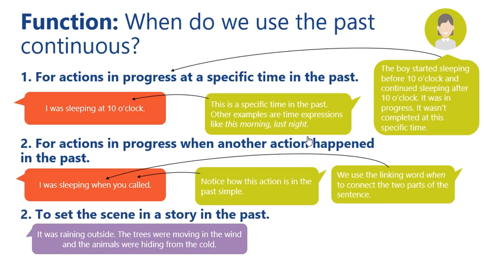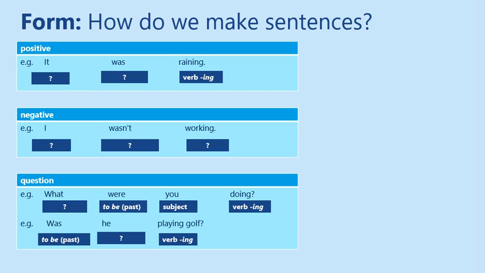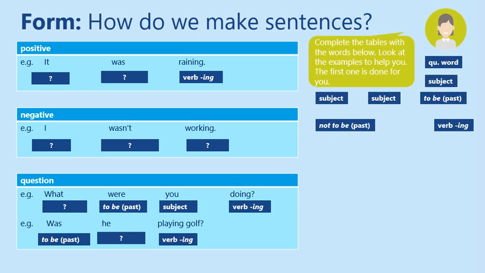The rule number three to use the past continuous says to set the scene in a story in the past. For example, it was raining outside, the trees were moving in the wind, and the animals were hiding from the cold. We usually use the past simple with the main events. Now, how do we make sentences in the past continuous? Let's see. How do we form the sentences? For positive, for negative, and for question.